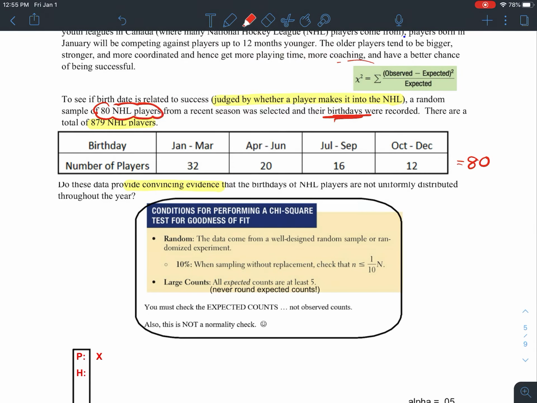So I want to introduce you to what the conditions are for performing a chi-square test for goodness of fit. We skipped this in the last example. Okay, as you probably anticipated, we have to make sure that our sample is random, or if it's an experiment, that the treatments are randomly assigned. As you are used to checking, we need to do that 10% condition. Often we write it like this: 10 times the sample size is less than or equal to the population size.